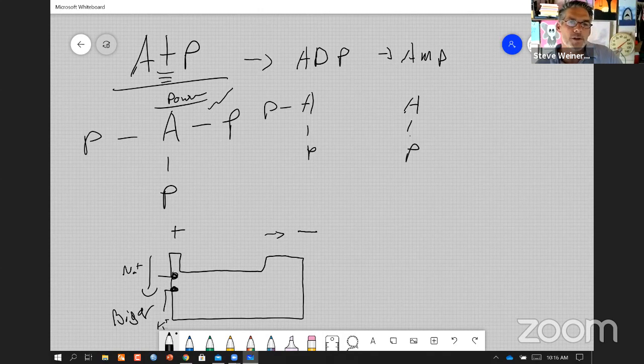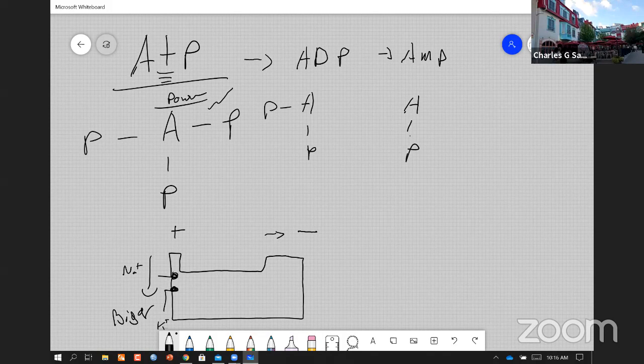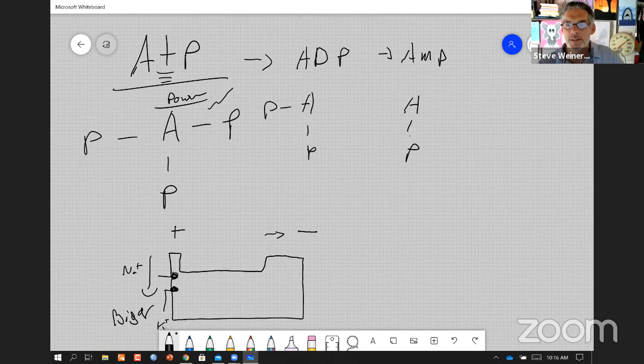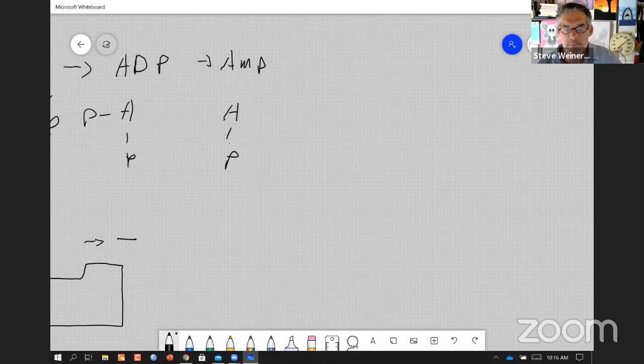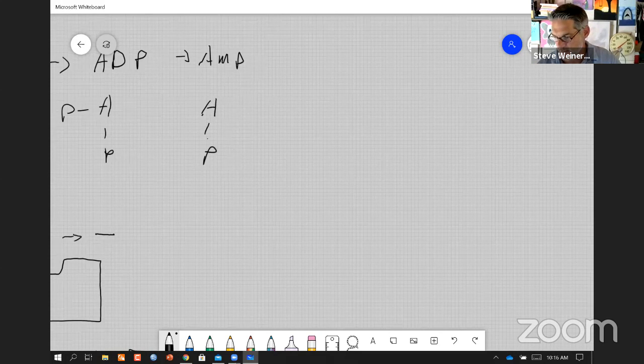And how do you get your ATP back together? Again, following the logic that I have in my head, which might be wrong. How do you repair these? How do you make ATP?